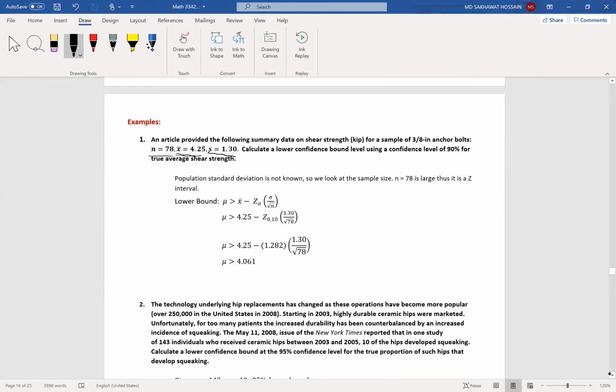Now the question is, can we use the normal distribution in this case for the sampling distribution? Can we consider x bar as normally distributed in this case? Anyone?